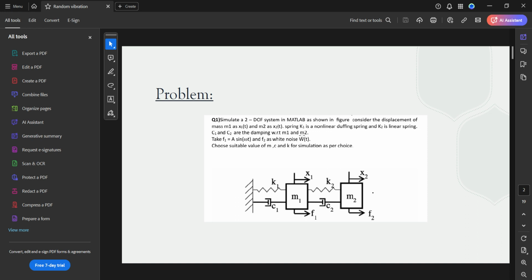This is my problem. In this problem, K1 is in this 2 degree of freedoms problem. I have to simulate for K1 for one non-linear Duffing spring and one linear spring, which is K1 and K2. F1 is A sine omega t and F2 is white noise.